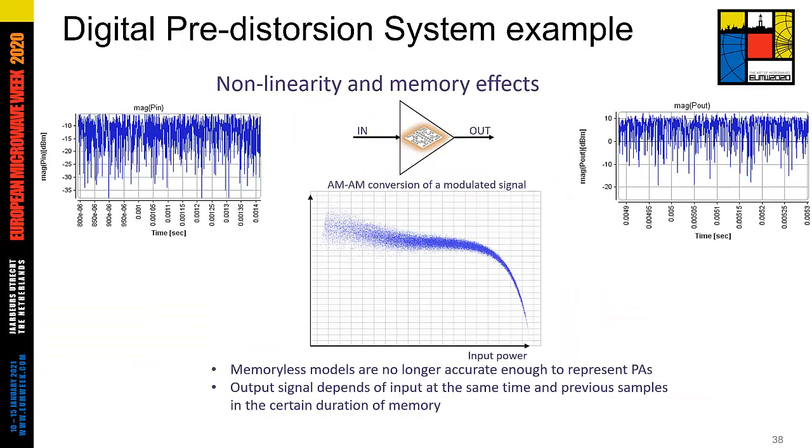To illustrate, this graph in the center shows the dynamic gain of a PA for a modulated signal. We can clearly see the impact of the PA's memory, which cannot be represented by a simple static characteristic. It is therefore necessary to model the PA with a more complex characteristic in order to be able to predict the response of the PA to a modulated signal.